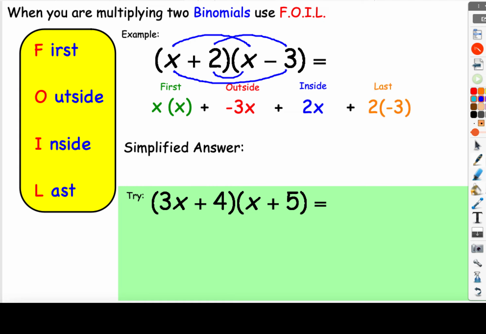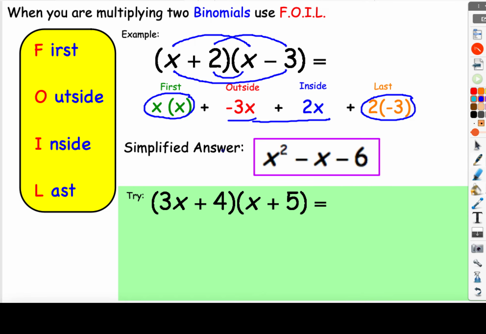Well, you'll notice, again, this becomes x squared. Negative 3x and 2x are actually like terms, so they'll just become a negative 1x. We can add those together. And then finally, 2 times negative 3 here would be a negative 6. So our simplified answer is x squared minus 1x, negative 3 plus 2, and minus 6.